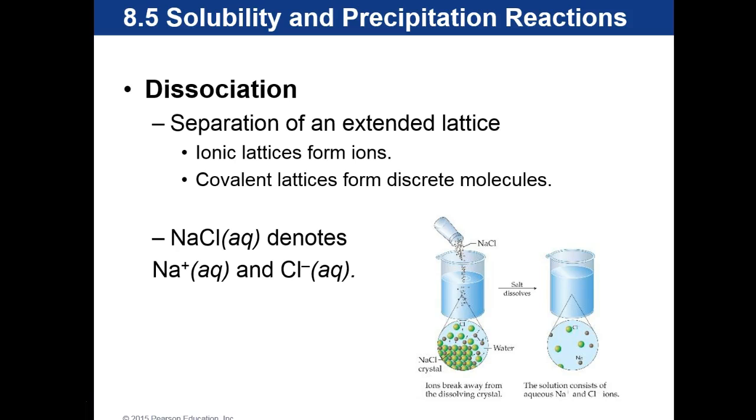Then we can have dissociation. This is the separation of an extended lattice. Ionic lattices form ions, and covalent lattices form discrete molecules. Here we're seeing simple table salt. NaCl, aqueous, denotes that we have sodium ions and chloride ions as an aqueous solution. So when you add salt to water, it turns into salt water. The salt doesn't just sink to the bottom, it dissociates.